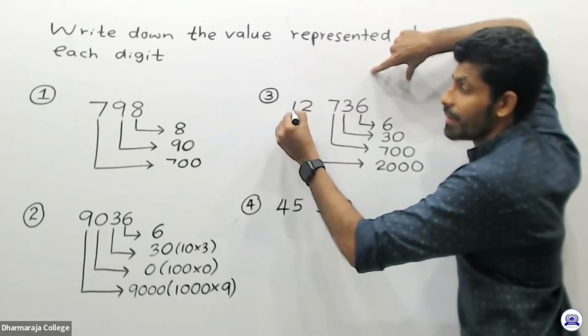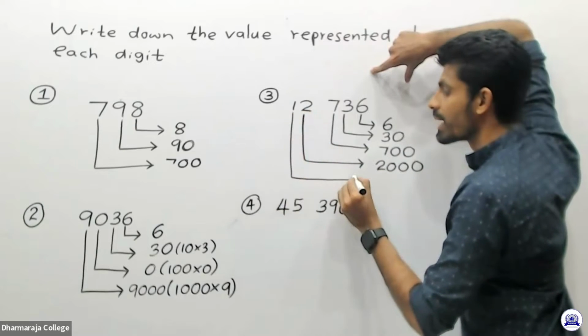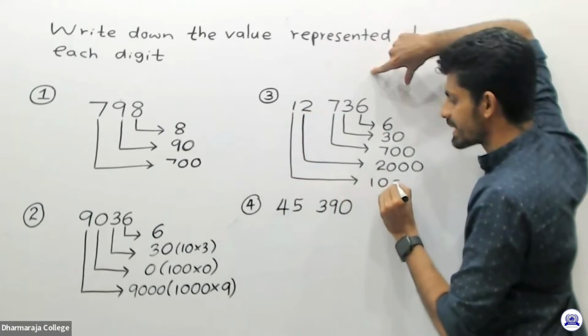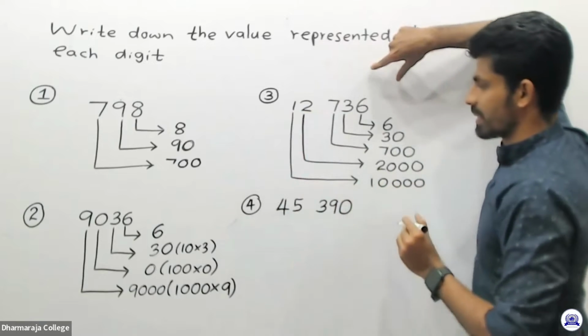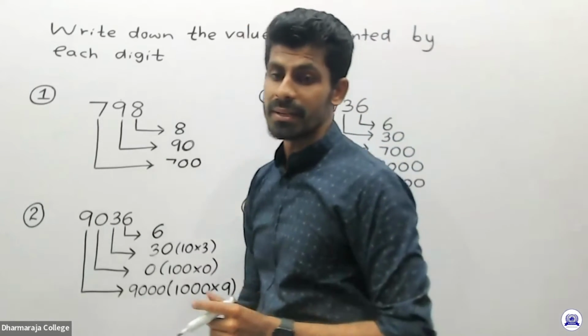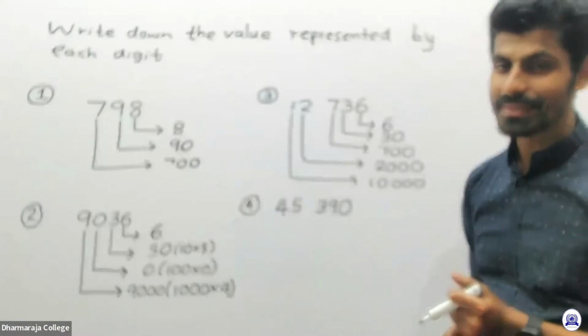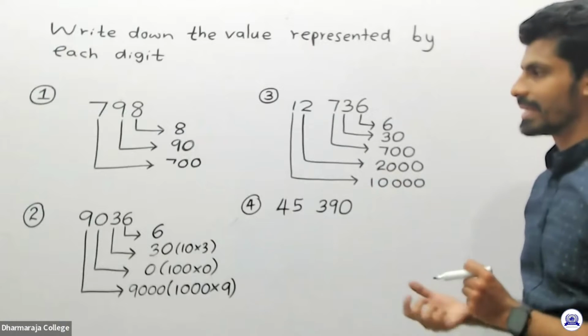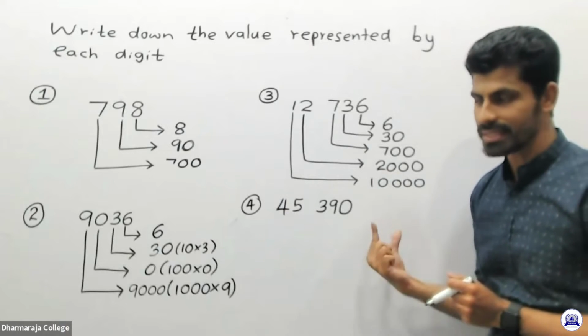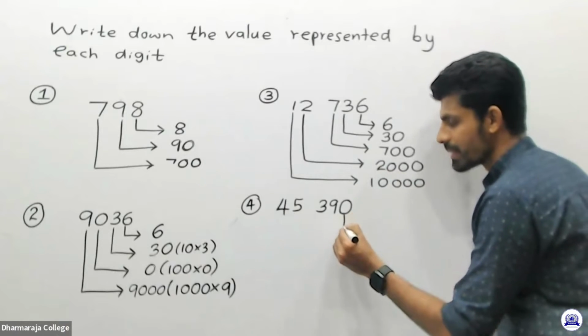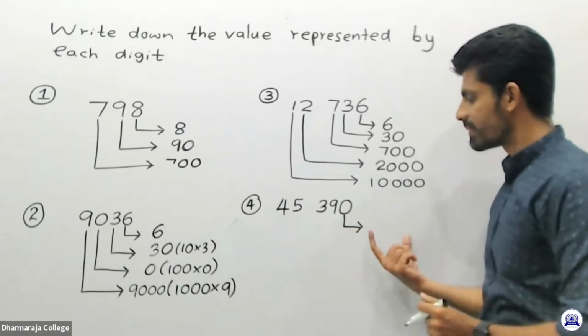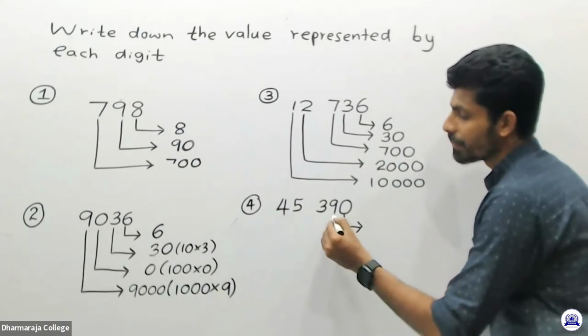Value represented by this one, my dear: 10,000. That one is so easy. Now this is for you. Just quickly try to do this one. What is the value represented by 0?